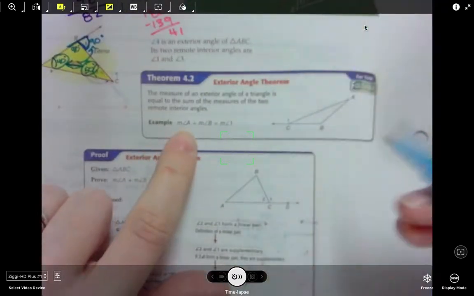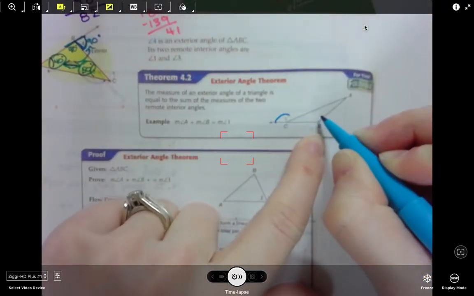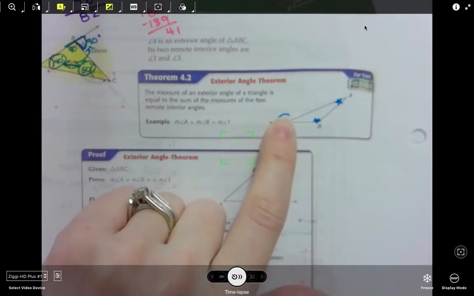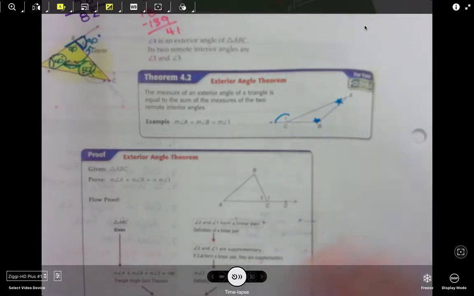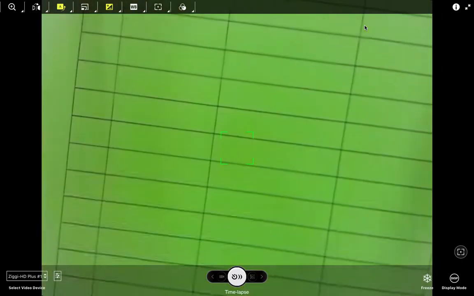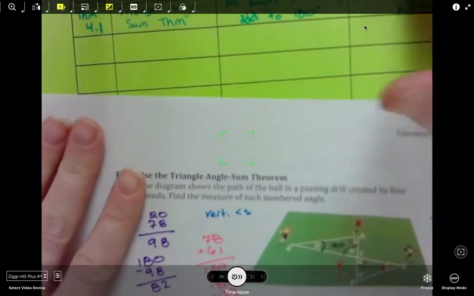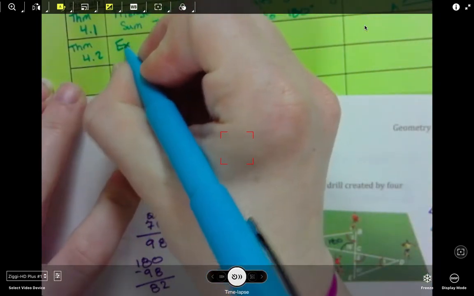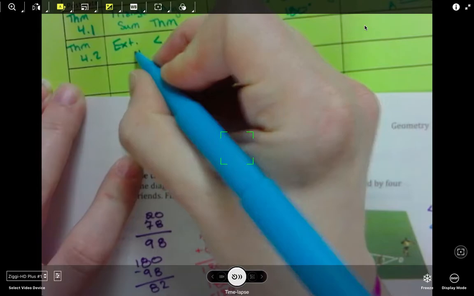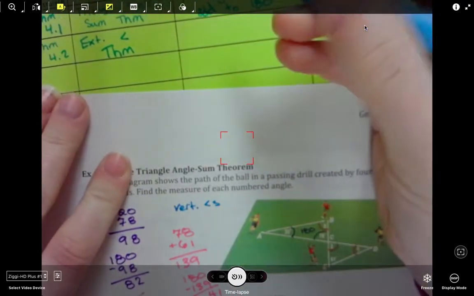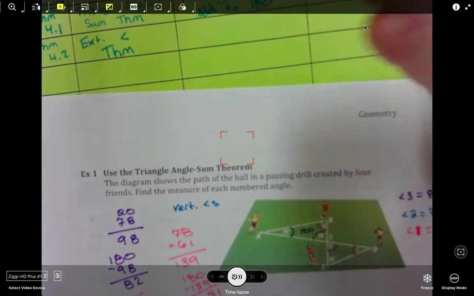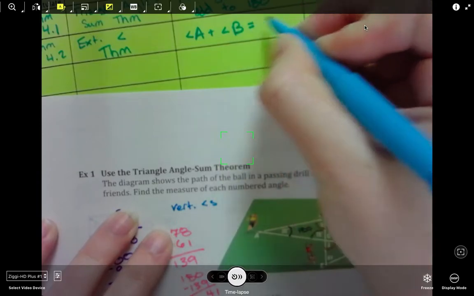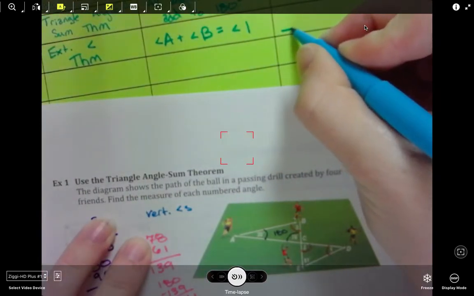So that's what this theorem says. If I have angle 1, it's the same measure as B and A added together. If I just add those two up, it will be the measure of that exterior angle 1. All right, so let's write that on our green sheet here. I'll try and summarize that a little bit. This is theorem 4.2, the exterior angle theorem, and it says, I'm just going to say angle A plus angle B equals angle 1. Okay, and I'll just draw a picture of what this looks like.